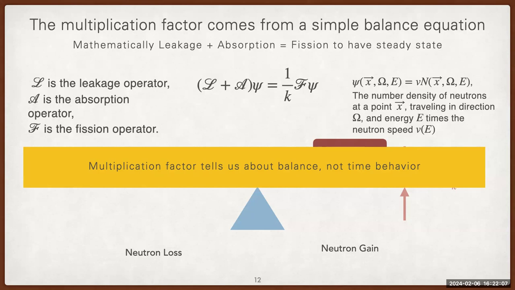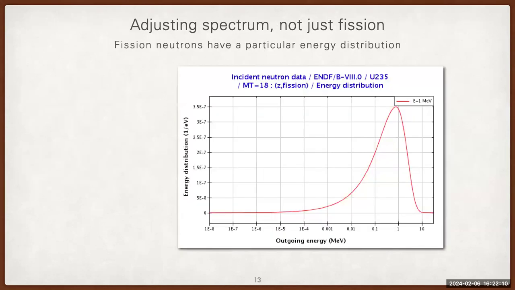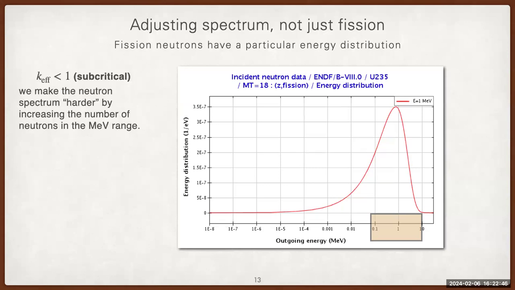If we think about what's actually happening here, we're adjusting the amount of fission. So in the fission process, a neutron comes in, splits the nucleus, and we get more neutrons out, so it's a net gain of neutrons. And those have an energy distribution. This right here is data from ENDF for the energy distribution of neutrons coming out of fission with uranium-235. And we see that most of the neutrons are coming out in this MeV range, so at higher energies. So when we are subcritical, meaning we're artificially increasing the amount of fission, we're actually, in a sense, making the neutron spectrum harder. We are adding high energy neutrons to our system to get that balance.